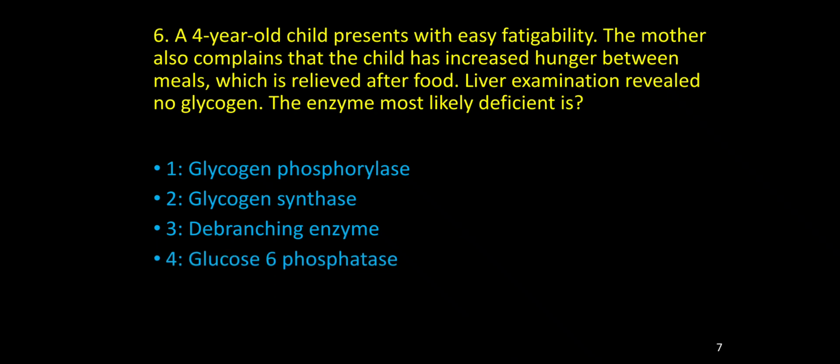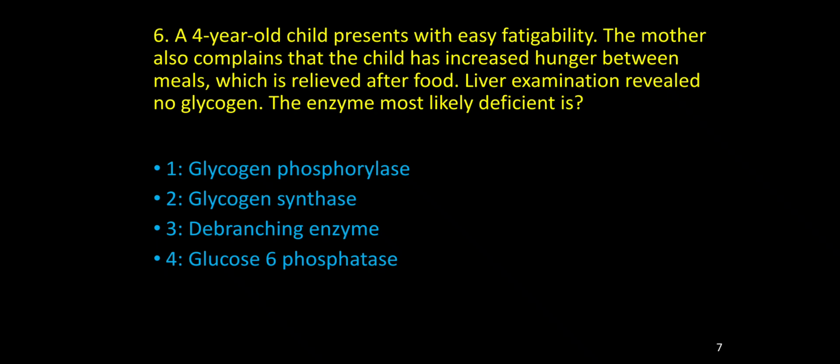Another option is glucose 6-phosphatase. Now this enzyme, glucose 6-phosphatase, is the last step of gluconeogenesis, meaning glucose 6-phosphate to glucose formation is possible with the help of the glucose 6-phosphatase enzyme. Now glucose 6-phosphatase is related with von Gierke disease. Debranching enzyme is related with Cori disease. Glycogen synthase is required for glycogen formation.